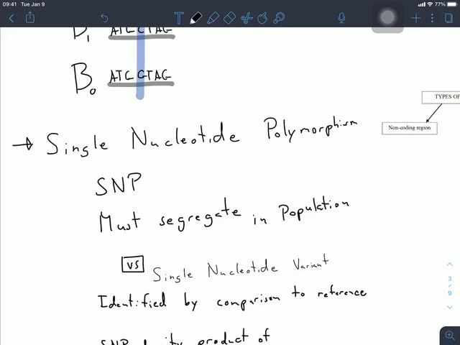What this means is that in order to be truly defined as a SNP, it has to be present in different individuals of the population. It has to be passed down from generation to generation.